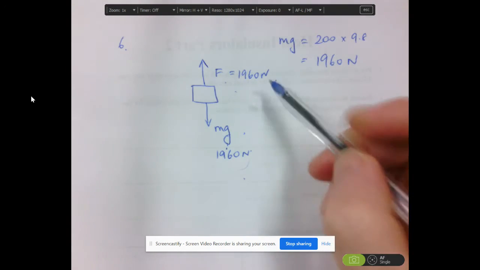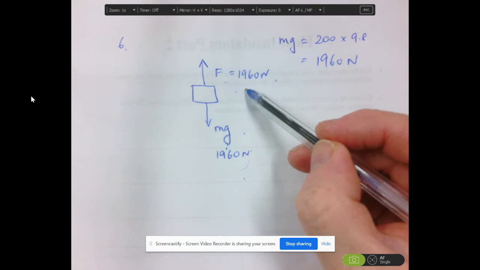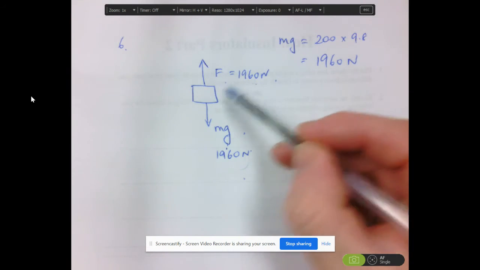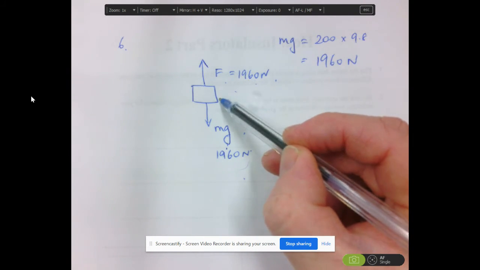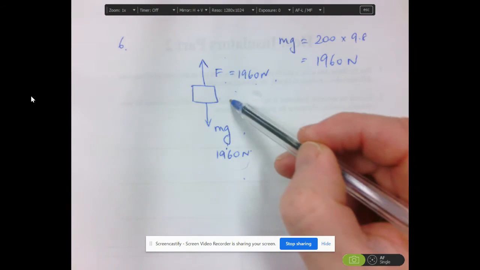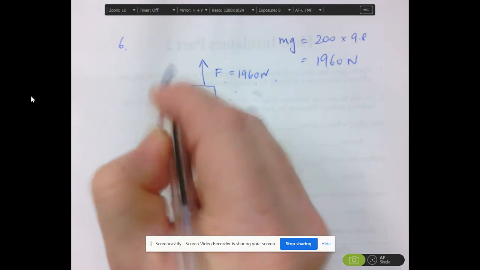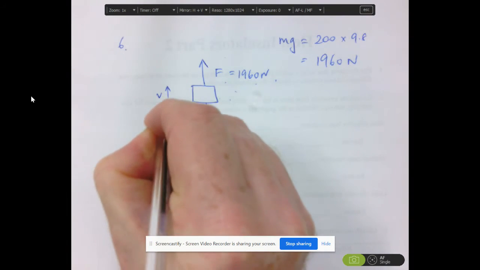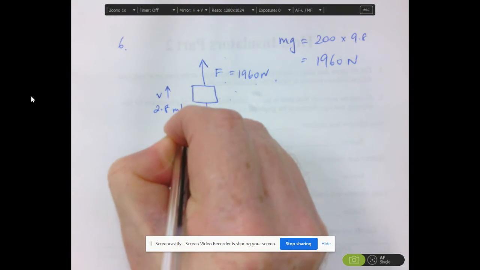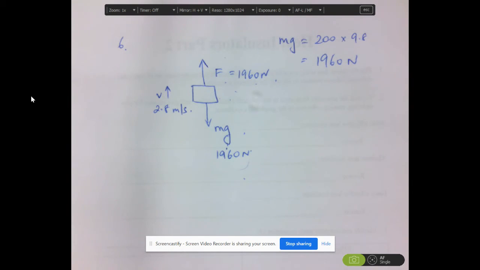If the crane force is higher than 1960, what would happen to this mass? This mass would accelerate upward. We are told that it's not accelerating upward. It is coming up at a constant velocity in the upward direction of 2.8 meters per second, which is quite fast actually for a crane anyway.